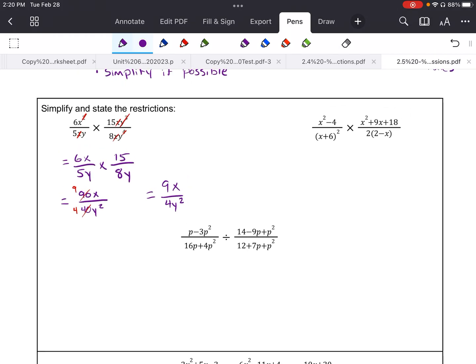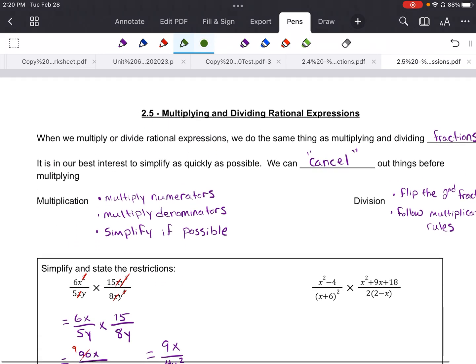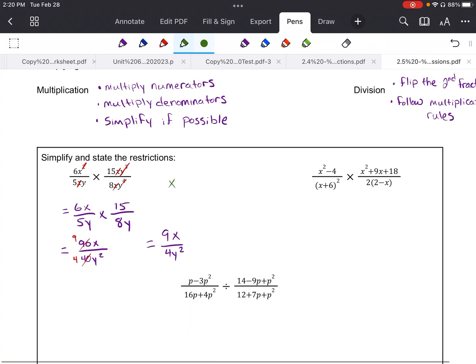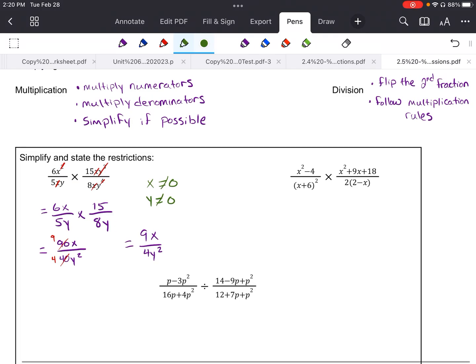Okay, as for restrictions, we go right back to the original statement. 5xy means 5 times x times y. That means x cannot be 0, y cannot be 0. Because if either x or y were 0, that 5 times 0 times something would give you 0, and we cannot divide by 0.